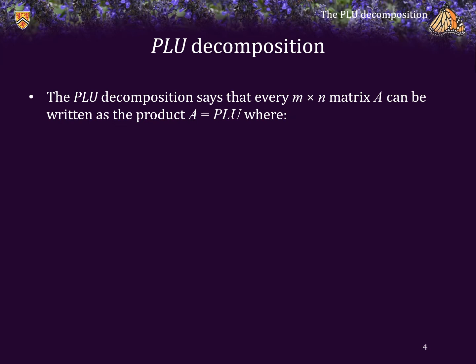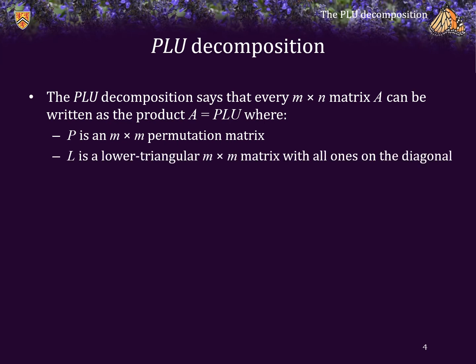Now, the PLU decomposition says that every M by N matrix A can be written as the product of three matrices P, L, and U, where P is an M by M permutation matrix, L is a lower triangular M by M matrix with all ones on the diagonal, and U is an upper triangular M by N matrix.